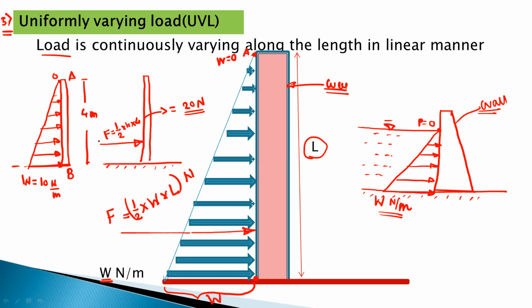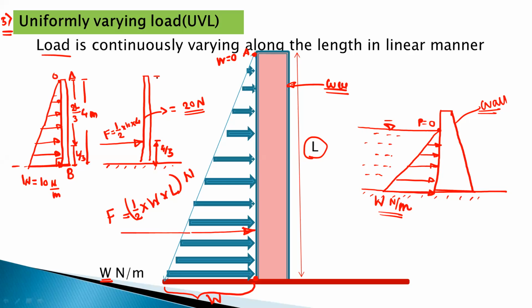Now what is the point of application? So the point of application for the UVL, with respect to this 90°, the distance of the point load is equal to L by 3. L means total span or total length. And with respect to zero loading, it is equal to 2L by 3. So total length will be 2L by 3 plus L by 3, which is equal to L. So for our case, this is 4 meter. So this distance is equal to 4 upon 3.